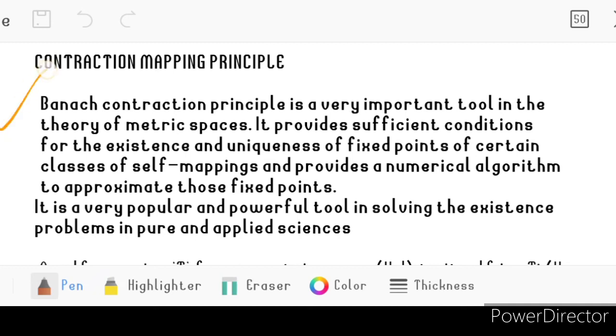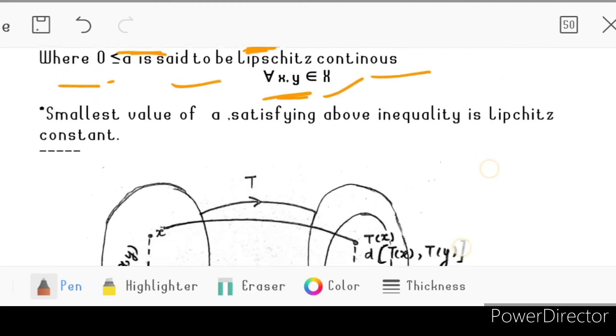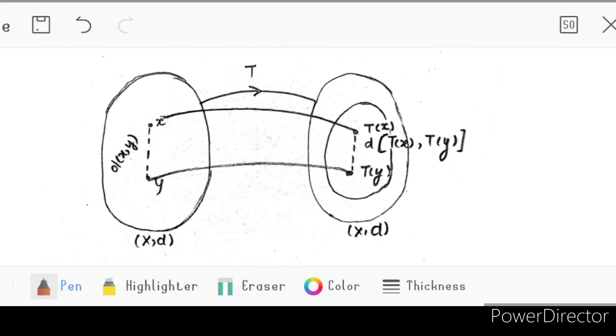So let's continue. A self-mapping T from a metric space (X, d) to itself, that is T from (X, d) to (X, d), having the condition that the distance between images of the elements is less than or equal to alpha times d(x, y), the distance between x and y, where alpha is greater than or equal to 0, is called Lipschitz continuous, where x and y belong to X. We can understand it from this.